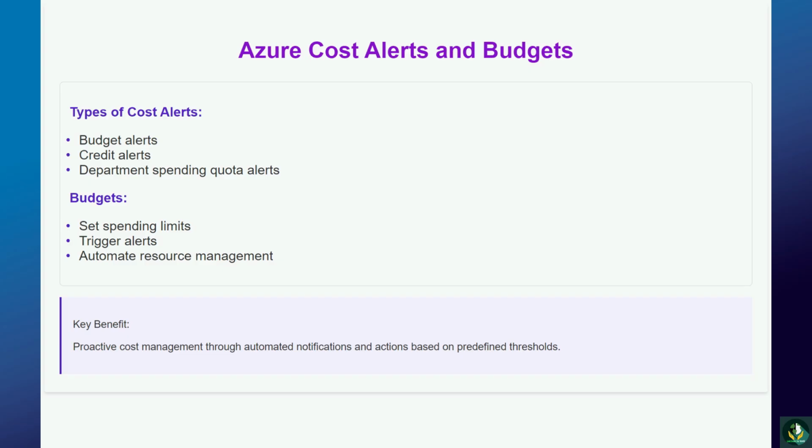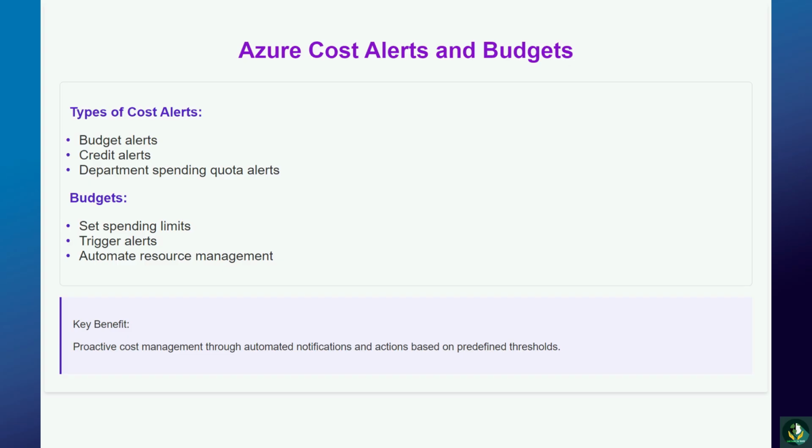Department spending quota alerts. These alerts are relevant to organizations using the EA portal to manage departmental spending. They notify you when a department's spending reaches certain thresholds of its assigned quota, such as 50% or 75%. These alerts appear in the Cost Alerts section and trigger emails to department owners.